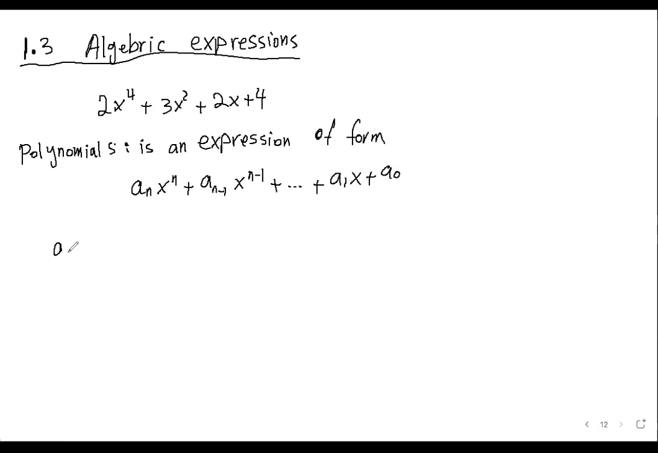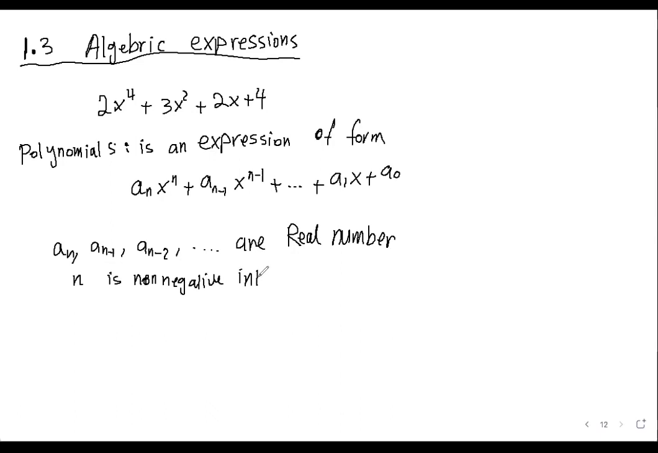Okay, so a_n, a_(n-1), a_(n-2), all these are real numbers, and n, like I said before, is non-negative. So this is the definition of a polynomial.